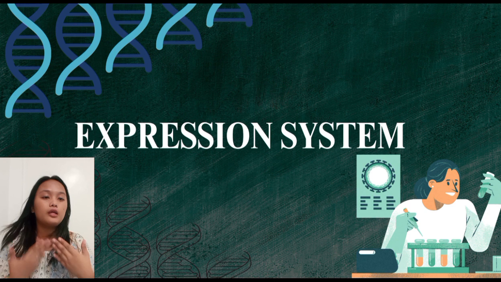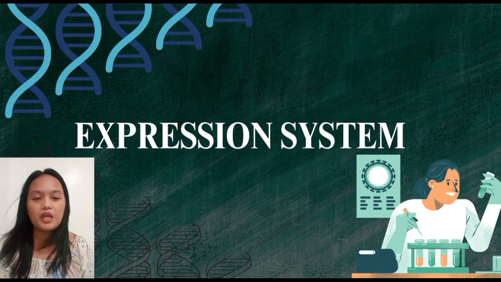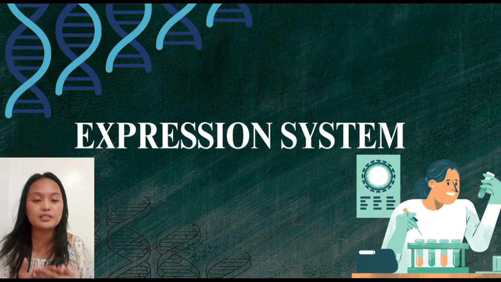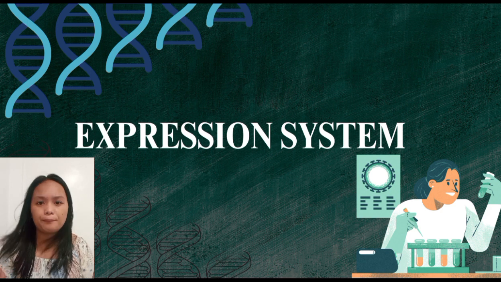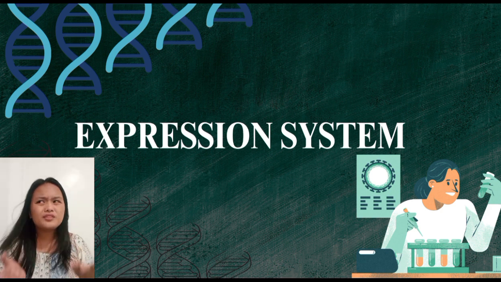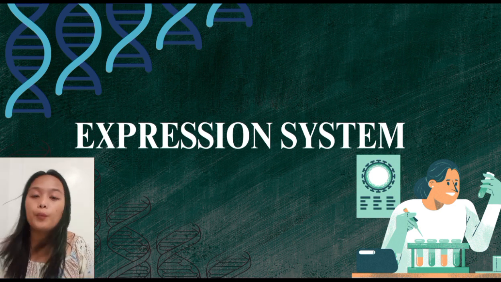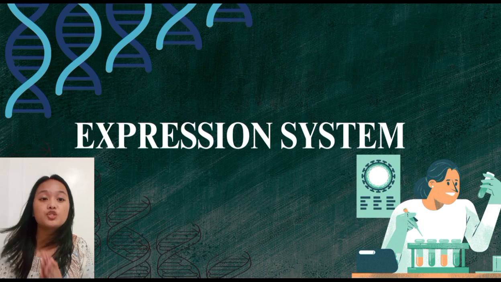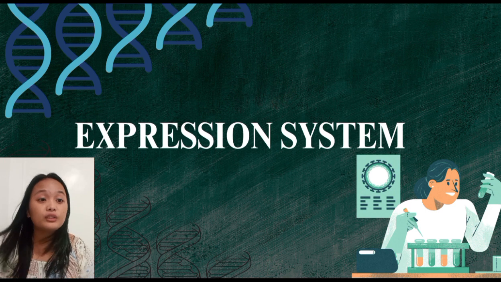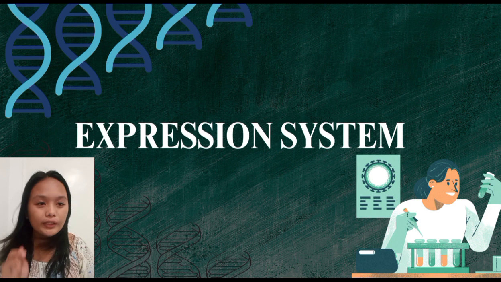Okay, let's move on to another technique used in gene cloning, which is called the expression system. So, what is an expression system? To understand it more, let's first tackle what an expression system is. Well, an expression system in biotechnology refers to the process used to generate a specific protein from a gene. It is a method that allows a gene to be expressed as a protein within a host organism.